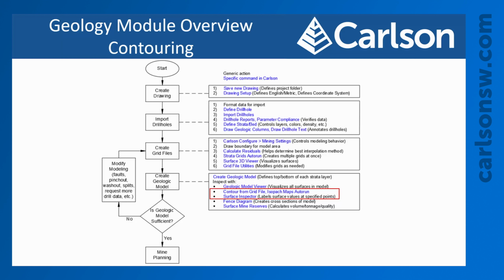This video is going to show some of the commands we can use for contouring the grid files that we've made. So we're going to be focusing on the contour from grid file command. It'll contour one grid at a time. We're going to use the Isopach Maps Autorun to contour multiple grids at one time. And then we're going to use the surface inspector just as an easy way to inspect specific points on the grid.